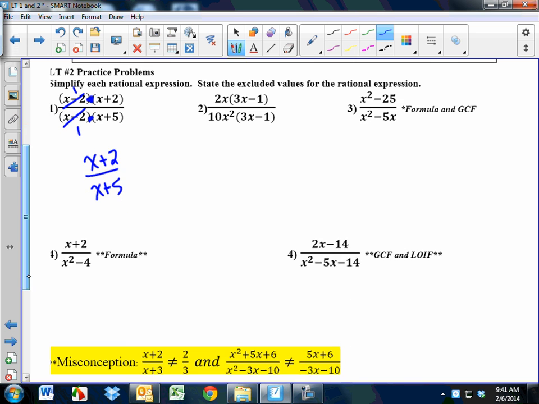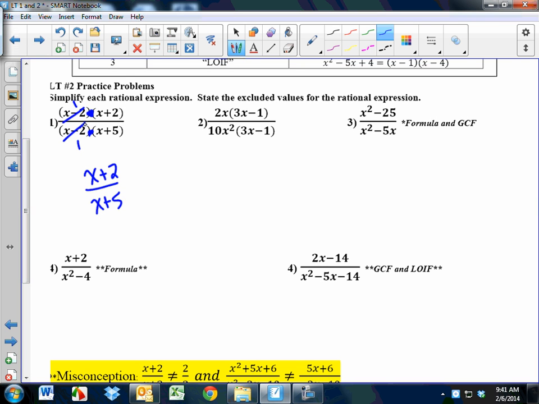Now, a common misconception is that people get in the habit of canceling the x's and canceling the factors, and then they kind of want to cancel these x's in this answer. But you can't do that because they're not factors. You see the addition here between x and 2? That makes x a term, not a factor.